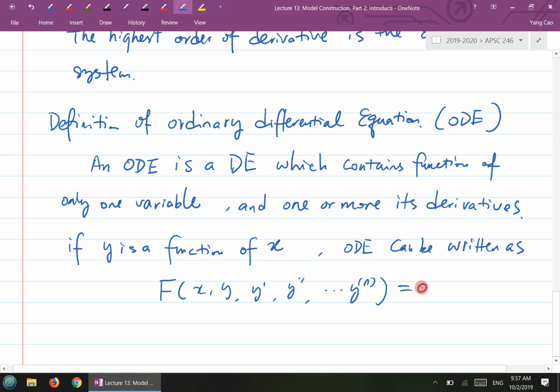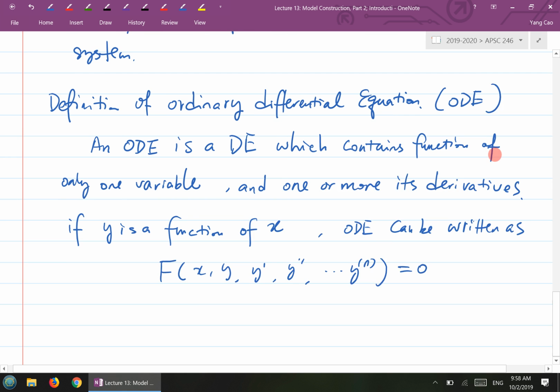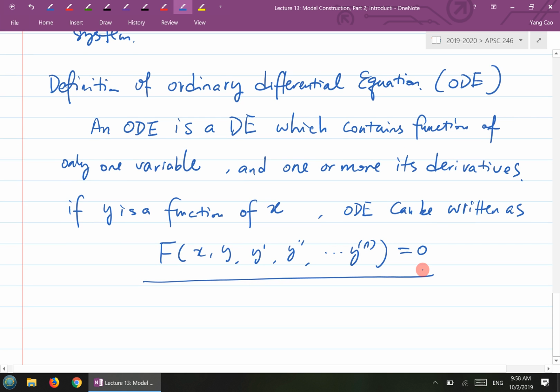So this is the first kind of format, which is not the kind of format we typically deal with. Essentially you have the derivative, multi-derivative of this function y. In general, it goes up to the order n, and then you have the original variable x here. If your ODE is written in this format, we call this an implicit ODE.